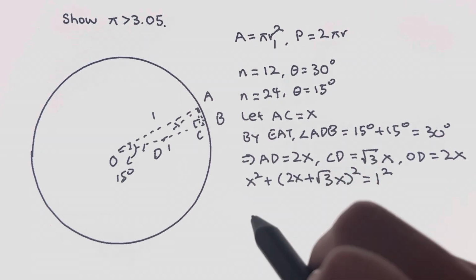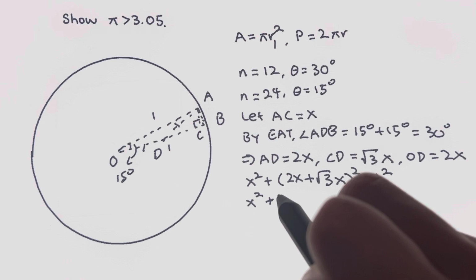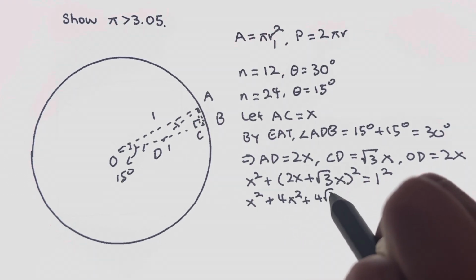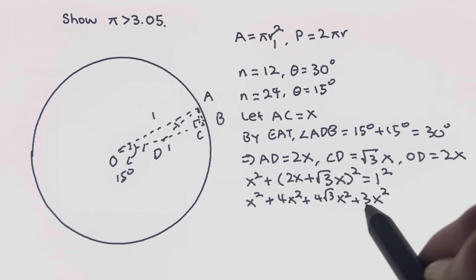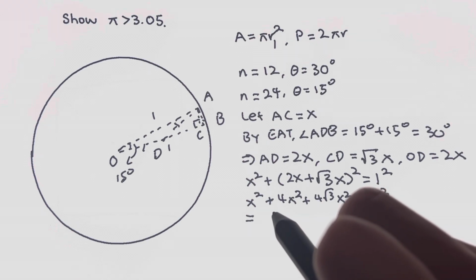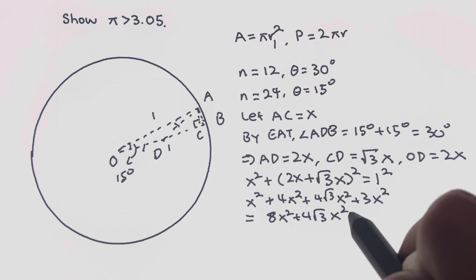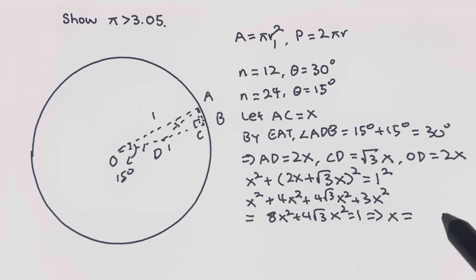Expand the parentheses. So we'll get x squared plus 4x squared by a perfect square formula plus 4 root 3 x squared plus 3x squared. And this we know will equal to (a plus 4 root 3) x squared equals 1. So the value of x squared here is going to be 1 over (a plus 4 root 3). We can simplify this.